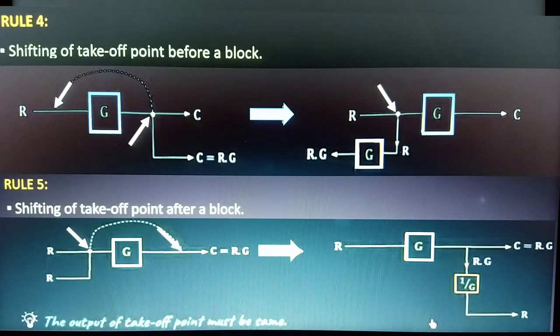Like in this case, the output before shifting of the point was R multiplied with G, and that's why the output after shifting must also be equal to R multiplied with G. And that is why we multiply by the block of gain G. Similarly, in this case, the output before shifting was R, and therefore the output after shifting must also be equal to R. And that is why we multiply the output of this takeoff point with the block of gain 1 over G. And that's all for rule number 5.